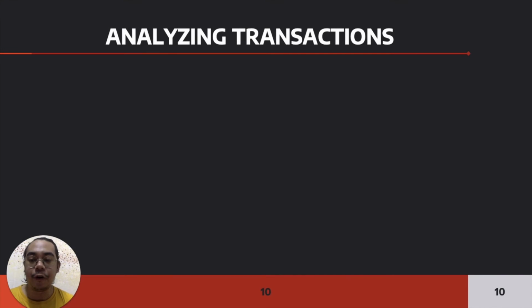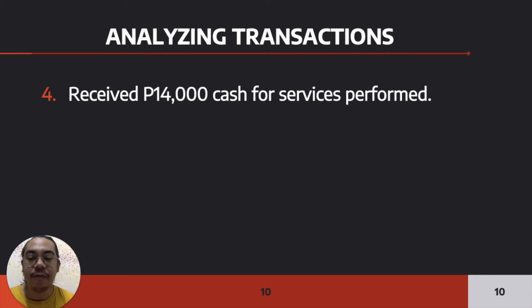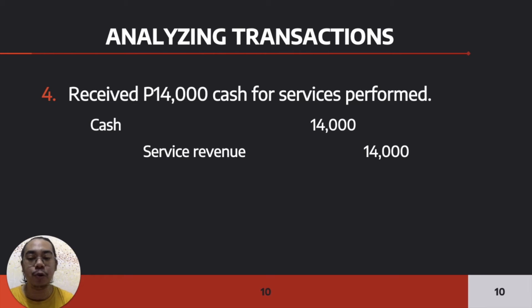Transaction number 4. Received 14,000 cash for services performed. Nakatanggap ka ng pera. So nadagdagan yung cash mo, nadagdagan yung asset. Debit cash, 14,000 pesos. Dahil nag-perform ka ng service, meron tayong tinatawag na revenue. So credit service revenue, 14,000 pesos.